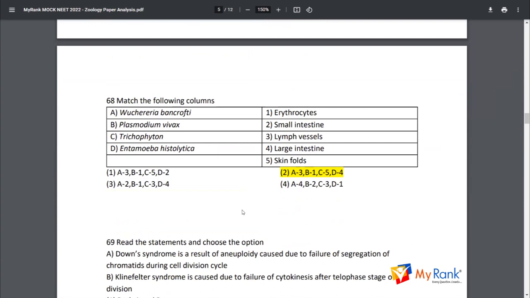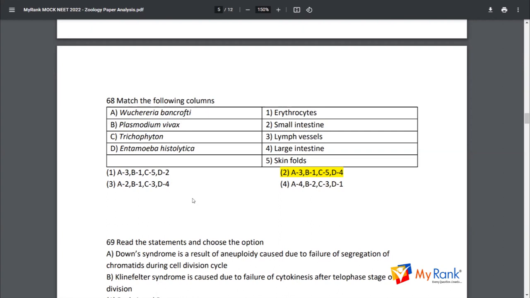Question number 68. Match the following columns. So here we have a match the following. Where can we see these organisms? Wuchereria bancrofti is found in the lymph vessels. This is the parasite which is responsible for blocking our lymphatic vessels and resulting in their swelling. So A is found in lymph vessels, that is 3. B, Plasmodium vivax. It affects our RBC, which is erythrocytes, in malaria. Now, B is 1.